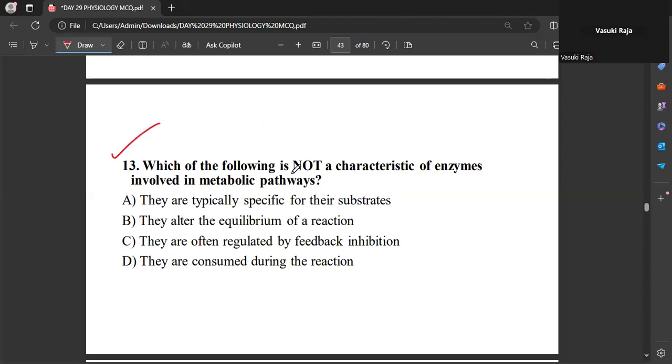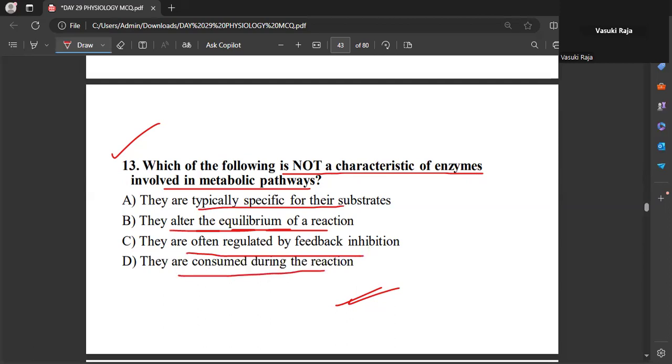Okay. Answer this question. Which of the following is not a characteristic of enzymes involved in metabolic pathways? What is the function of an enzyme? If you know what an enzyme is, you can easily scrutinize the options. They are typically specific for their substrate. They alter the equilibrium of a reaction, right? They are often regulated by feedback inhibition. They are consumed during the reaction. Odd statements will be there and you have to find the wrong statement.